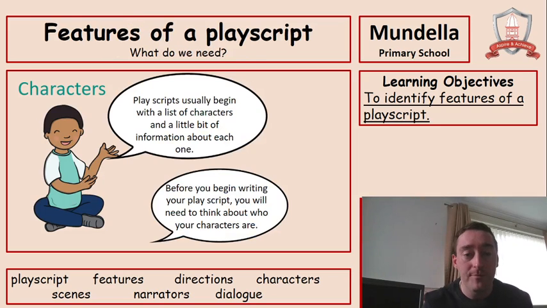Okay, there's an example. So the first thing that we need to come up with are characters. And play scripts usually begin with us coming up with a list and a little bit of information about each one. Okay? So we need to have a think about who our characters are going to be in this play.